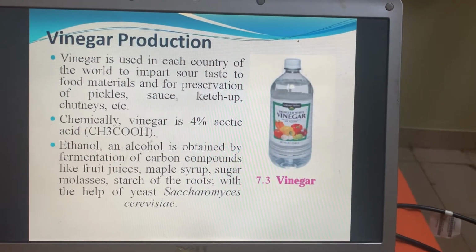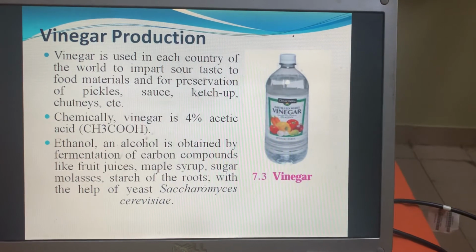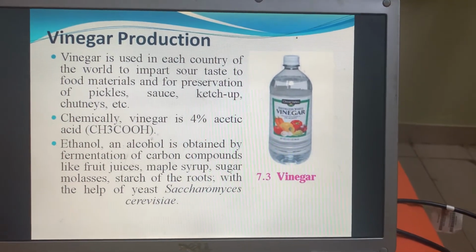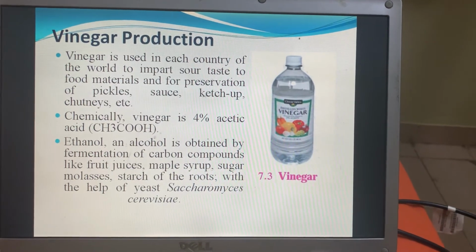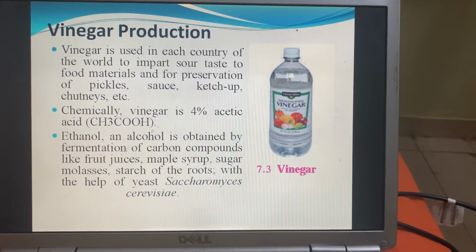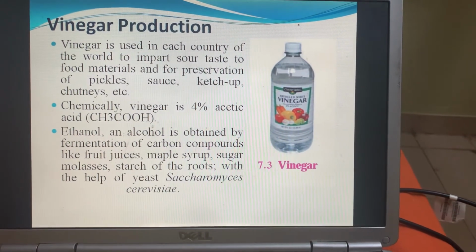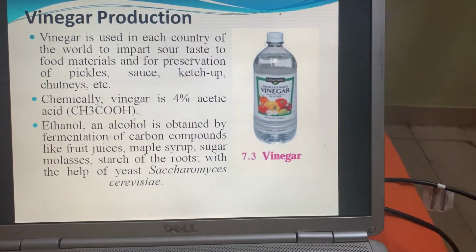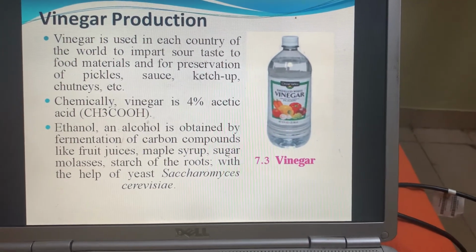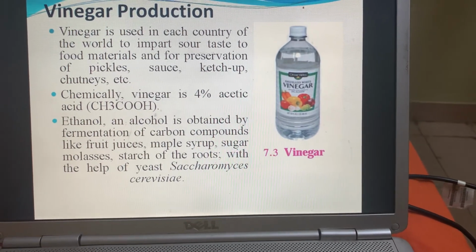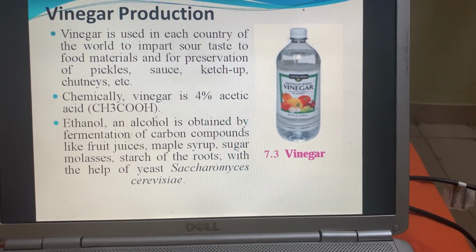Next is production of vinegar. Vinegar is used in most parts of the world for its sour taste, which is added to the food material, and also as it helps in preservation of pickles, sauce, ketchup, chutneys, etc. Chemical vinegar is nothing but 4% of acetic acid.